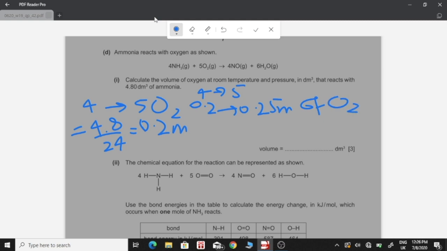Now when we have the number of moles of oxygen, we can find out the volume, which is number of moles into the molar volume. So this is 0.25 into 24, which gives us the volume of 6 dm cube. Alright, here we have the volume.